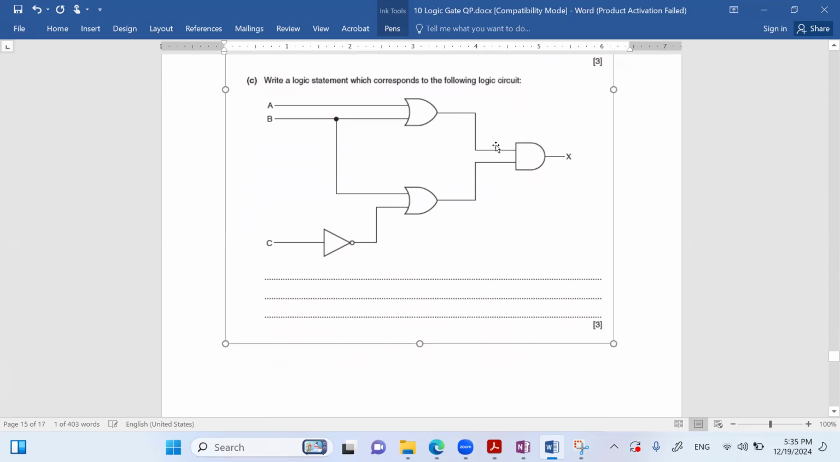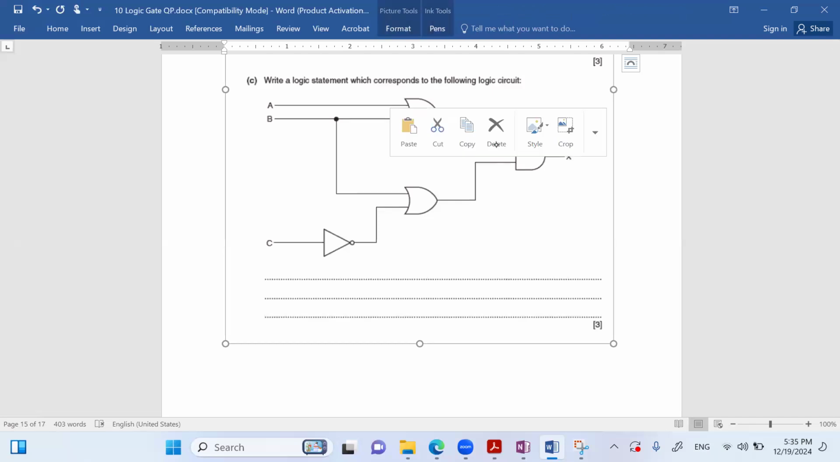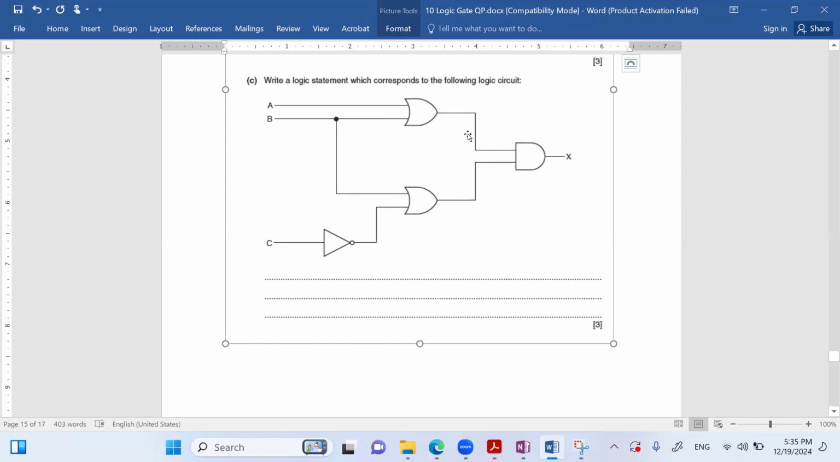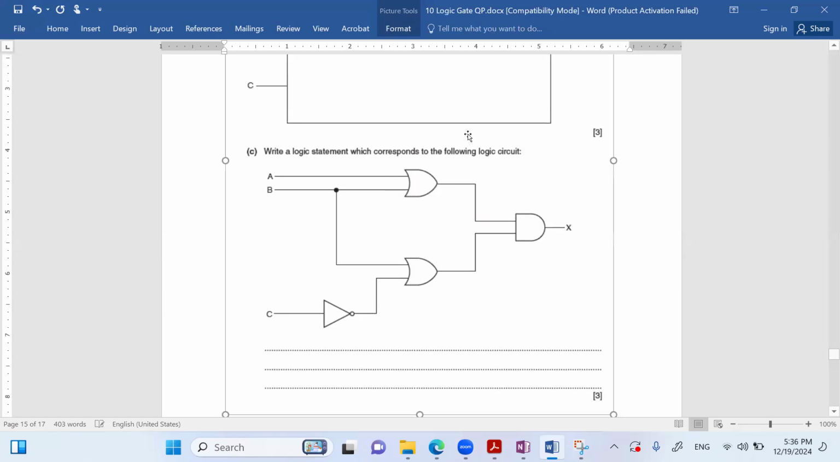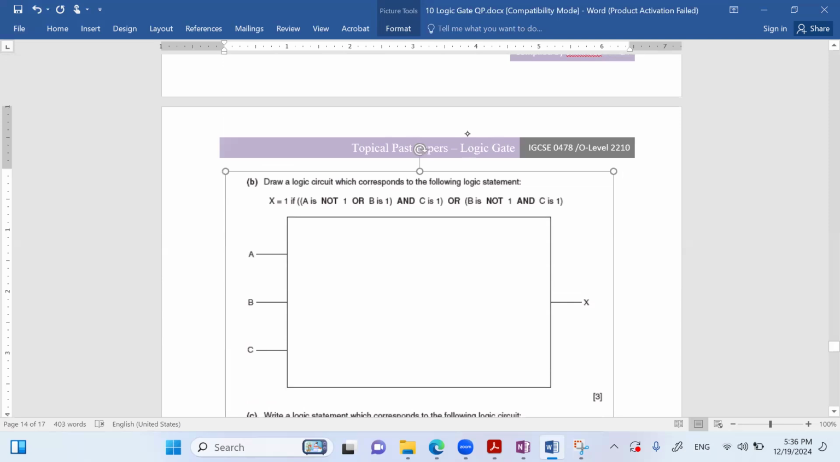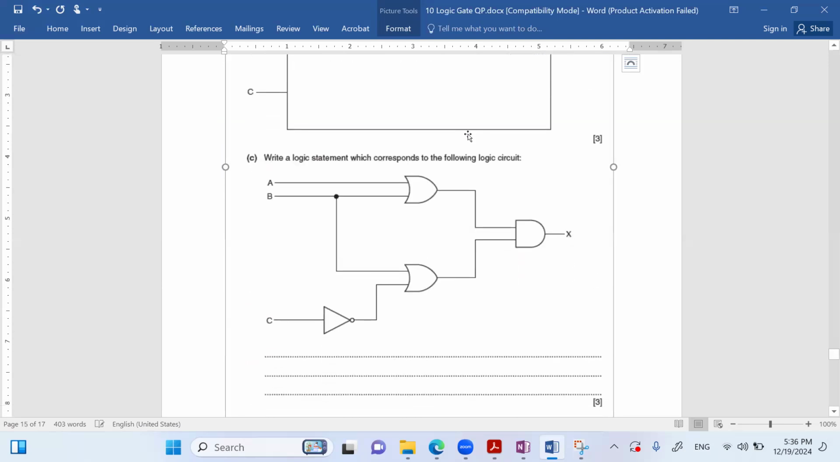What about this one? Okay, so we go step by step. A or B, A or B, and B or not C. Perfect. So we'll get 3 marks for it. This simple line, right? Great. Good enough. Okay, let's close this one.